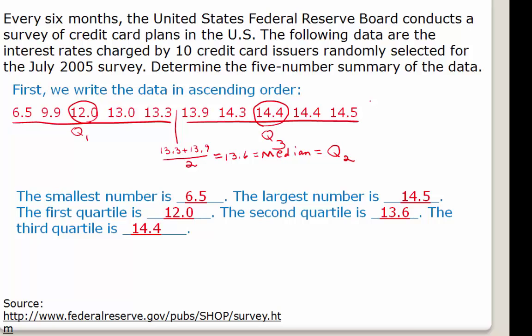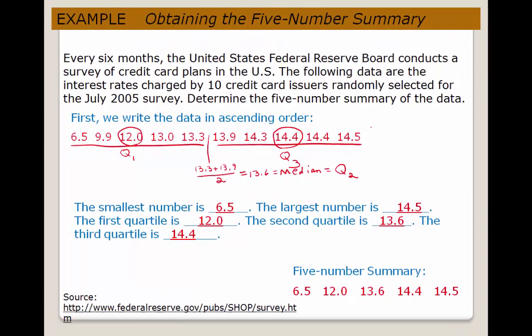So the smallest number is 6.5, the largest number is 14.5, the first quartile number is 12.0, the second quartile is 13.6, and the third quartile is 14.4. Therefore, our 5-number summary is 6.5, 12.0, 13.6, 14.4, and 14.5.